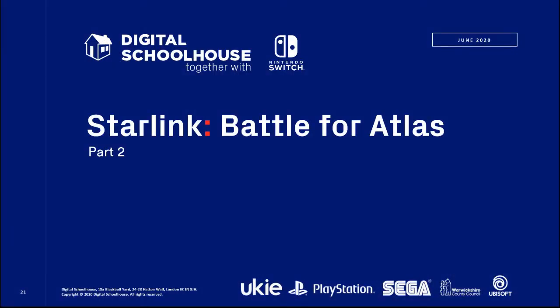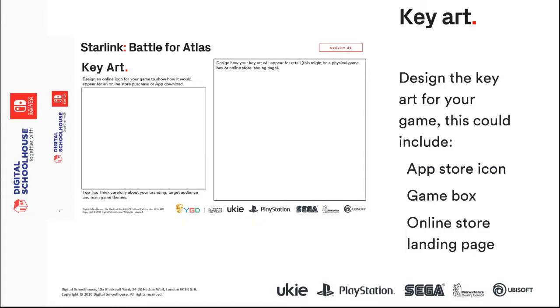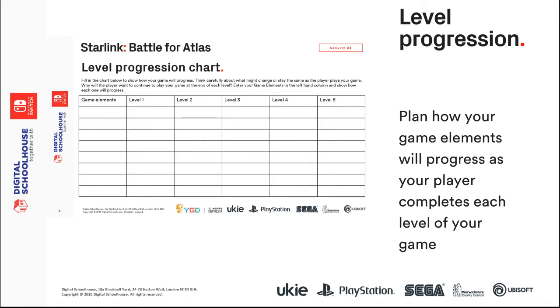Okay, so today's workshop, as I'm sure you are aware, is Starlink Battle for Atlas Part 2. As I said, if you aren't able to access a PC or laptop, which is what you will need to use for today's session, you could do the key art worksheet, design the key art for your game. This could include an App Store icon, game box, or an online store landing page. You could also have a go at doing some level progression and planning for multiple levels for your game.